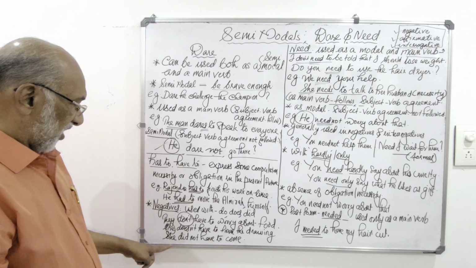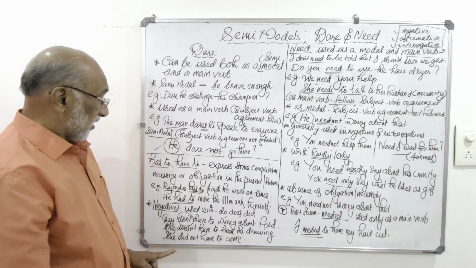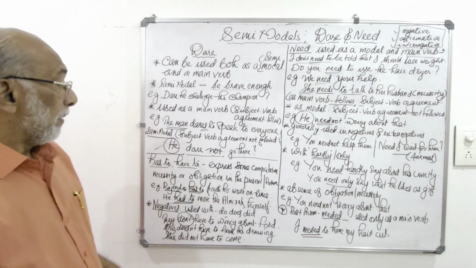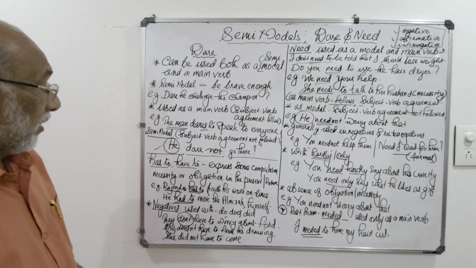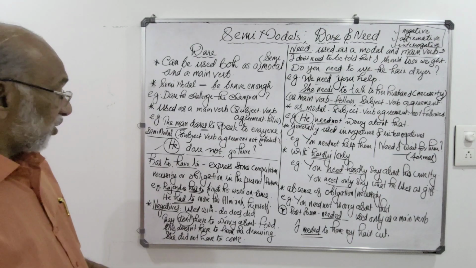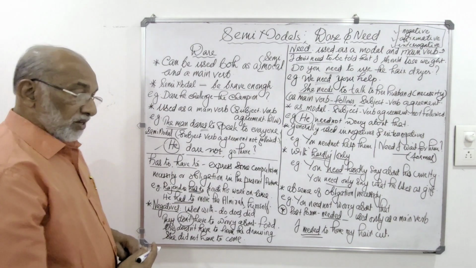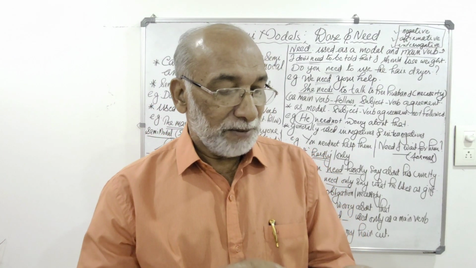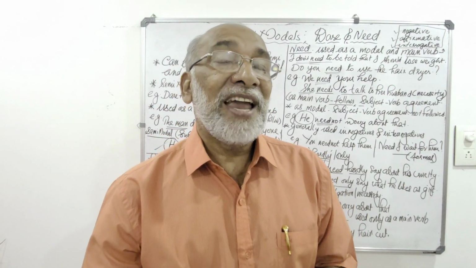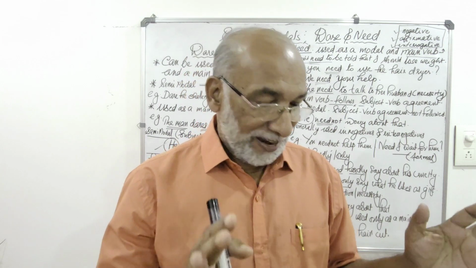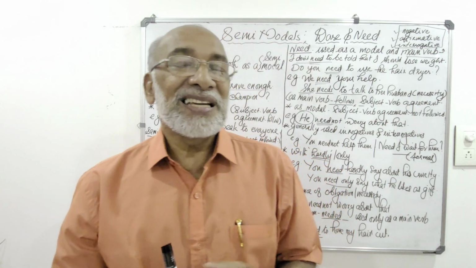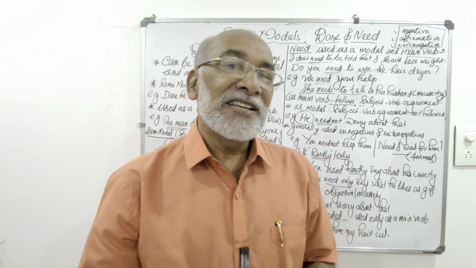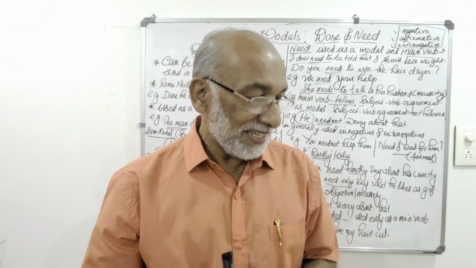And coming to past tense, she did not have to come. She did not have to worry about her food. Or she did not have to finish the drawing. So these are the important points about has to, have to and had to. I think we can wind up the discussion on modals and semi-modals with this.